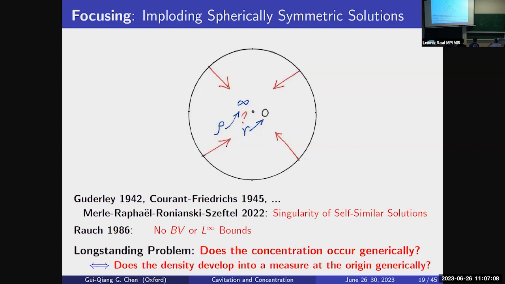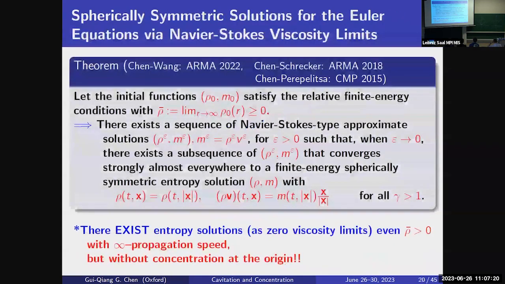That means, does the density develop into a measure at the origin, generically, or just stay in L^p? Mathematically, that's one step. It turns out that we prove the following theorem. We consider a Navier-Stokes type approximation solution. We can prove a subsequence of this sequence converges to some limit. The limit function is a finite energy solution, I should say a relative finite energy solution, satisfying the equation and keeping the relative finite energy.